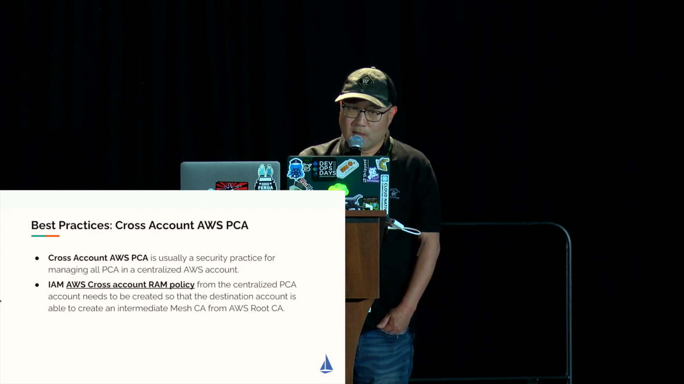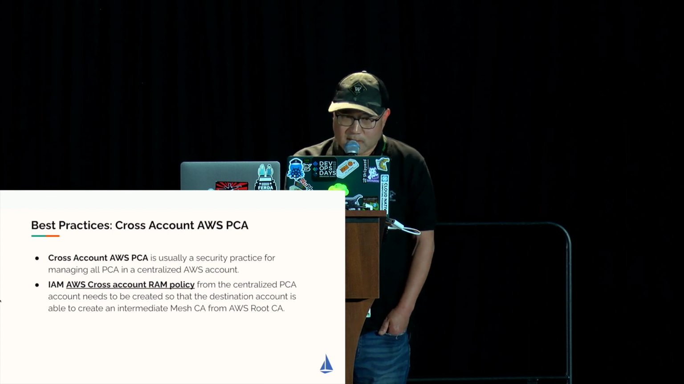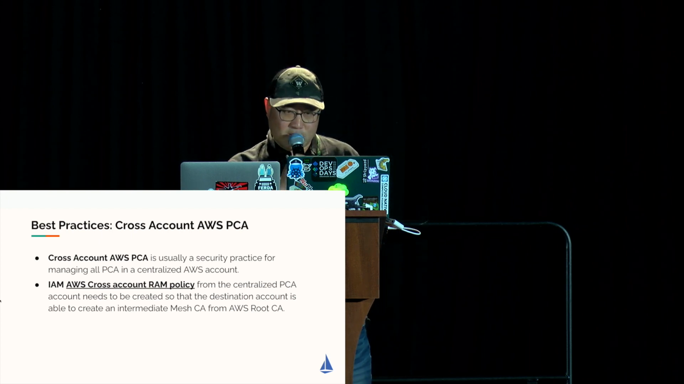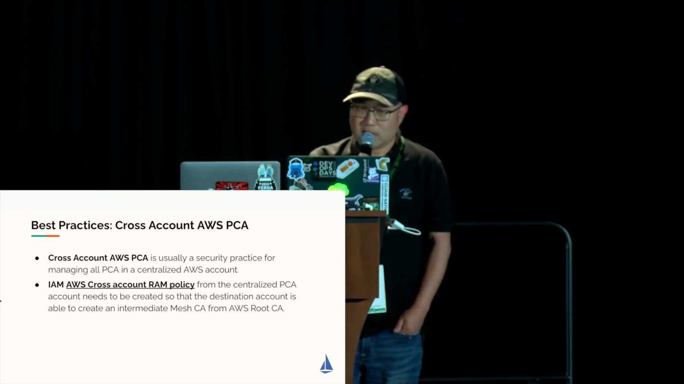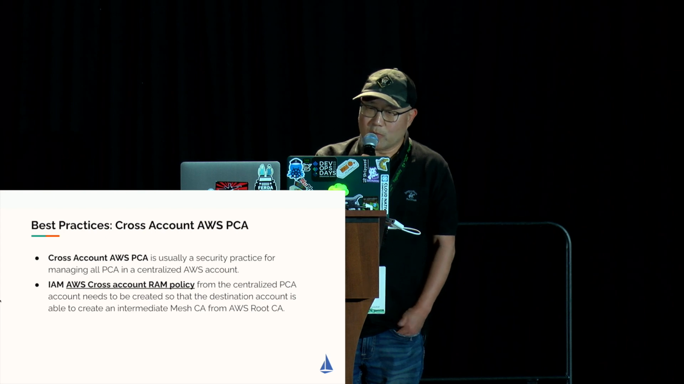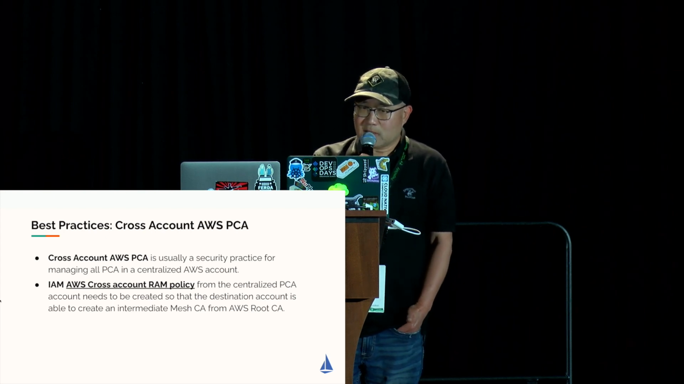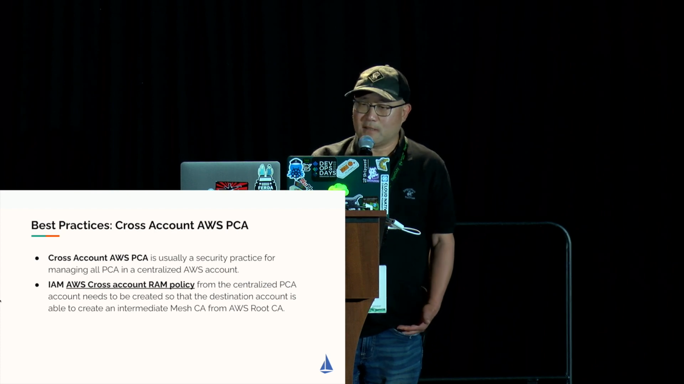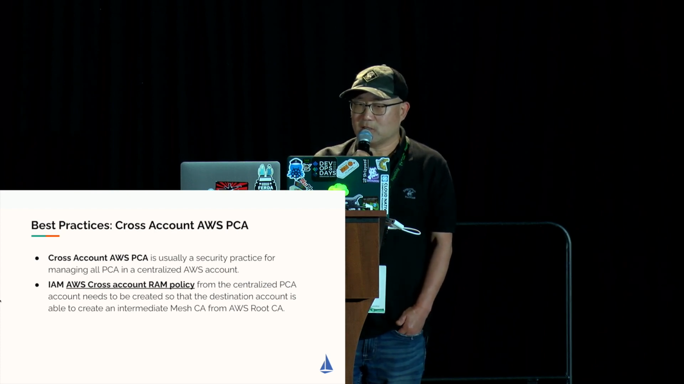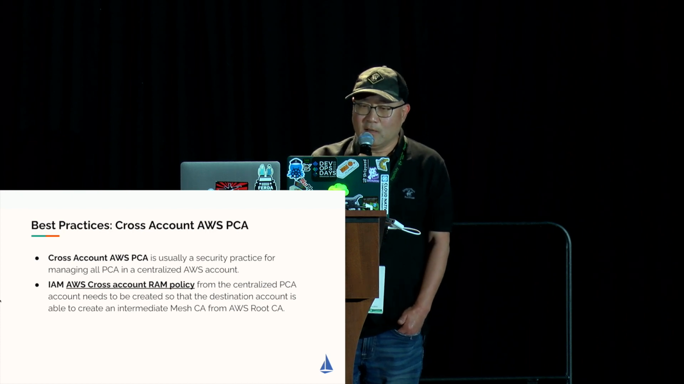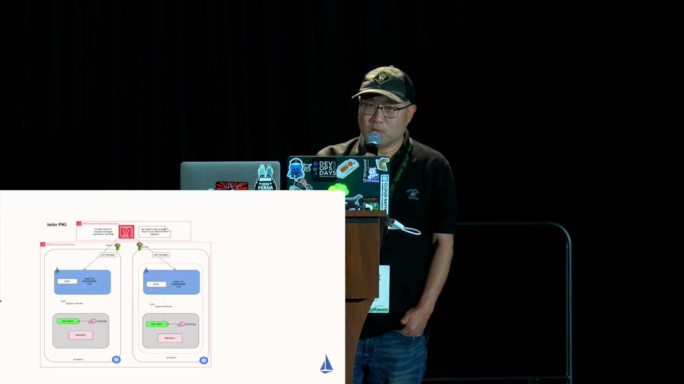So we have to talk about the cross-account AWS PCA here, because it's usually a common practice for managing all the PCAs in the centralized AWS account. So from the centralized PCA account, this IAM policy needs to be created and attached to the RAM share, so that the destination account is able to create an intermediate mesh CA from the AWS root CA.